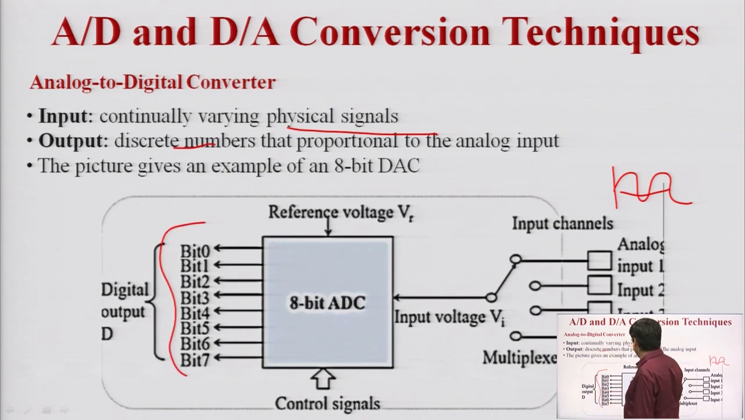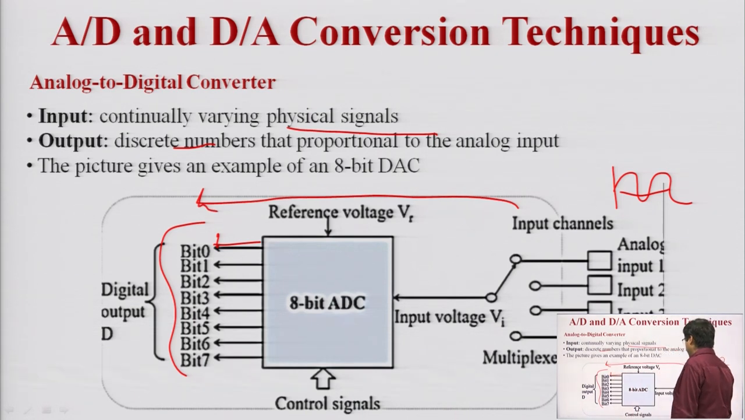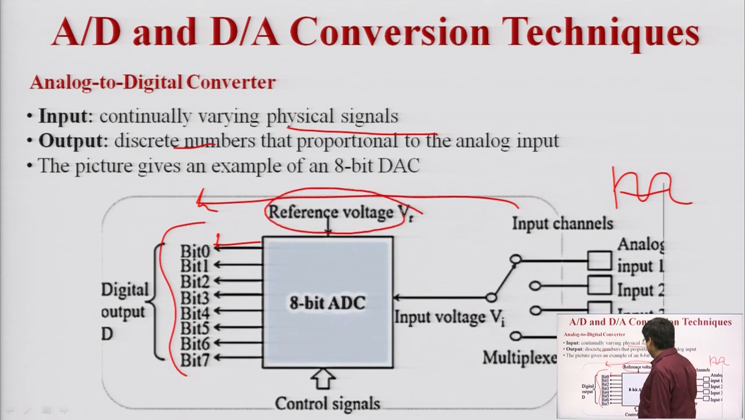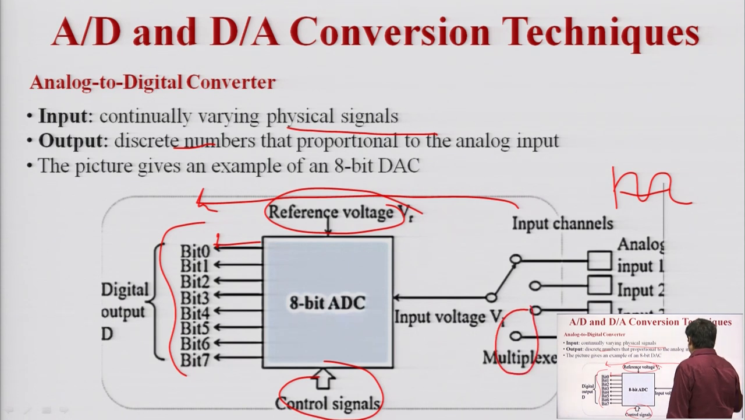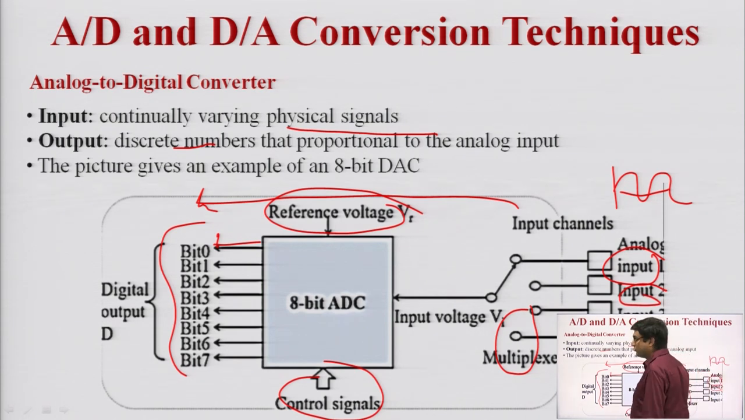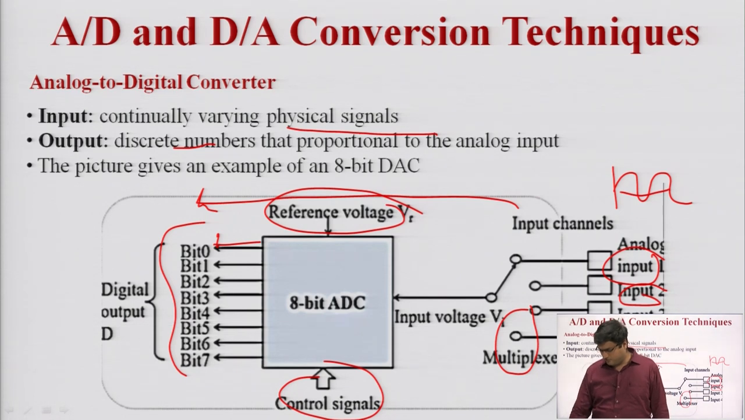This is the output. Here you can see that the direction is from this to this. So the picture gives an example of an 8-bit ADC. As in the case of the DAC, we need a reference voltage, we need control signals, and we need a multiplexer. Why do we need a multiplexer? To multiplex which type of input signal goes to the ADC, all of it happens through the multiplexer.